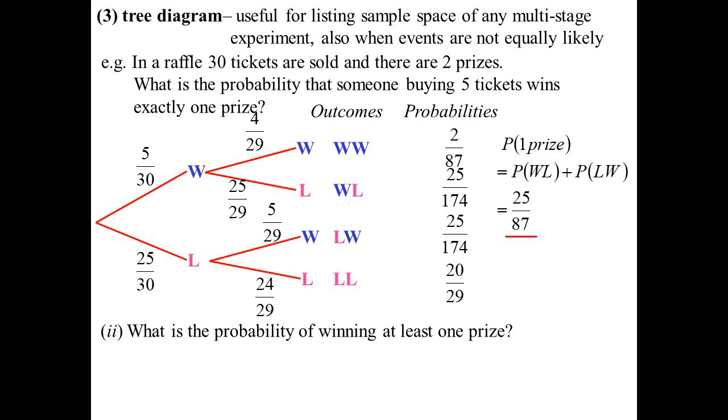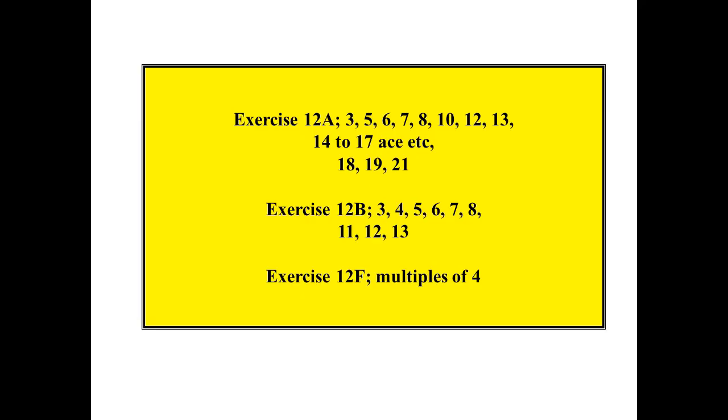What's the probability of winning at least 1 prize? So again, I'll use the complementary idea. What's the probability of not winning at all? So loss is 20 on 29. So 1 minus that would be 9 on 29. Okay, there's a bit of a recap of our basic probability.